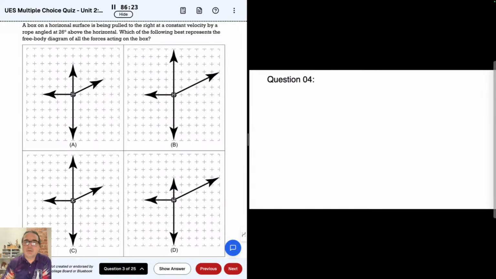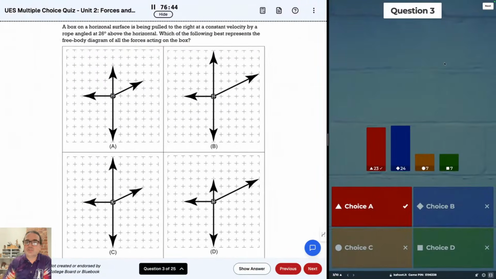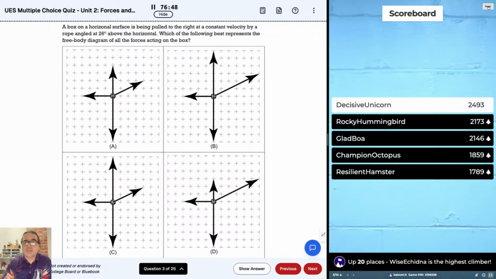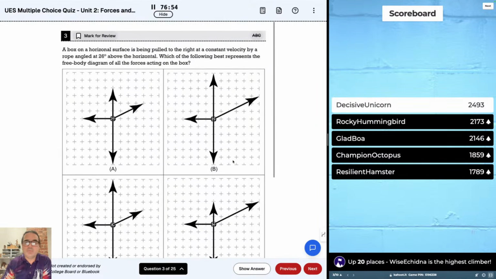All right, let's move on to question. Oh, wait, we need to see how people did on question 3. Oh, decisive unicorn, still in the lead. We will see if you can keep a hold of that. All right, moving from question 3.